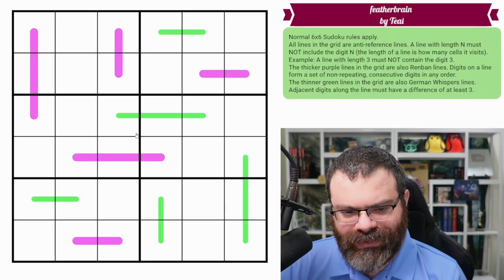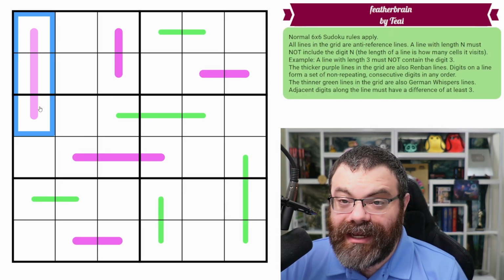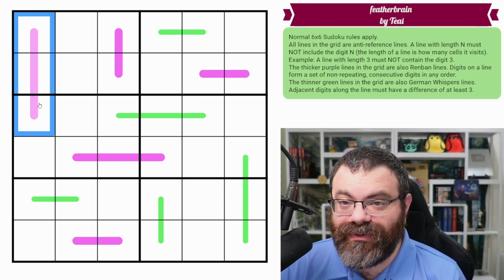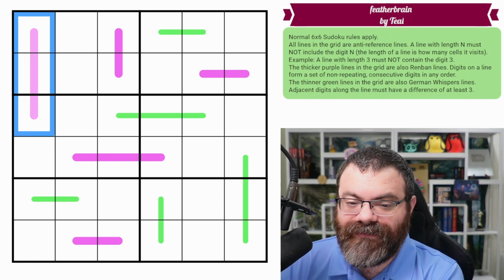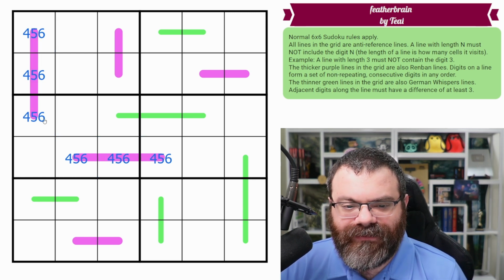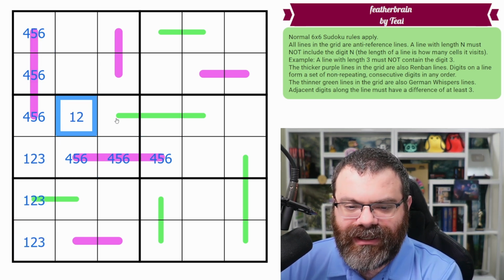There's a link in the description if you'd like to try the puzzle yourself, and I'm going to get started right now. All right, so we need 3 consecutive digits that do not contain 3. So we can't do 1, 2, 3, 2, 3, 4, 3, 4, 5. So we have to do 4, 5, 6. That's true of both of these. So that makes a 4, 5, 6 triple in this column and in this box.